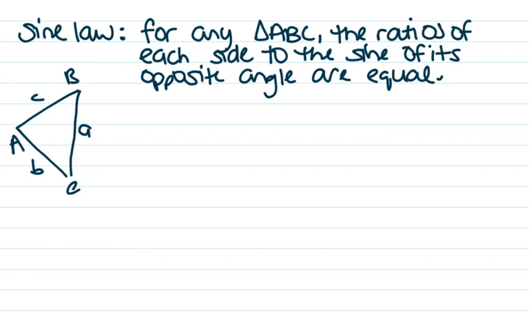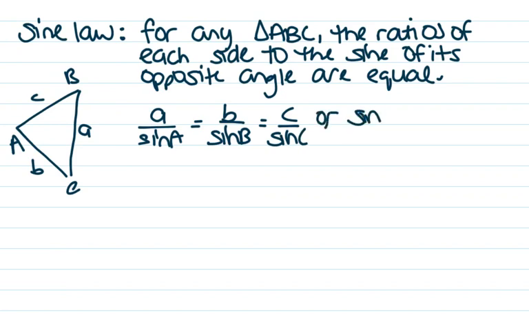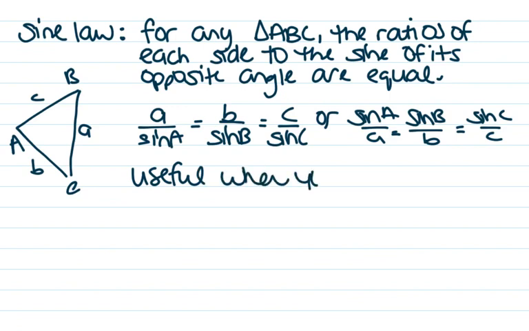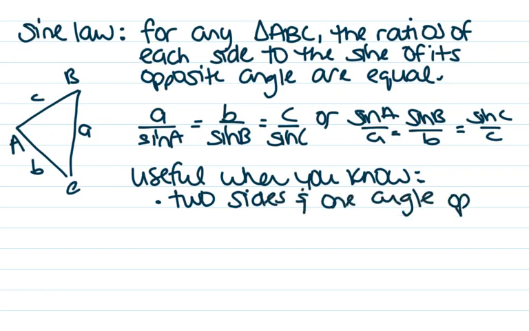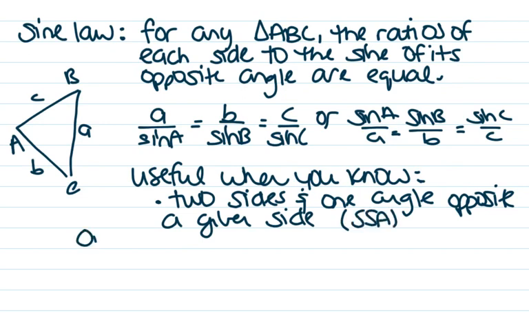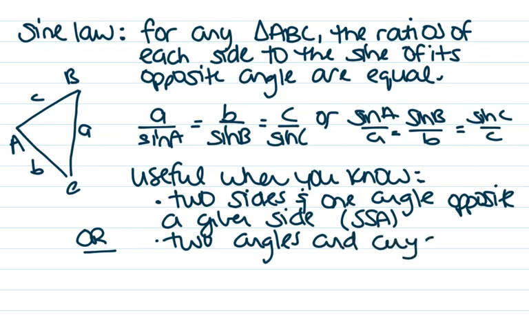So this works for non-right triangles, and the sine law is a over sine A equals b over sine B equals c over sine C, or you can flip them and have the sine on the top: sine A over a equals sine B over b equals sine C over c. All right? So this is useful when you know either two sides and one angle, and that angle is opposite a given side. So that's side-side-angle. Or when you know two angles and any side. And that's angle-side-angle.